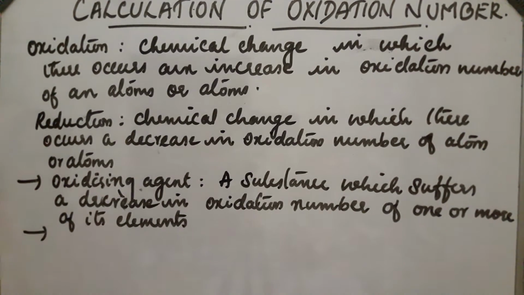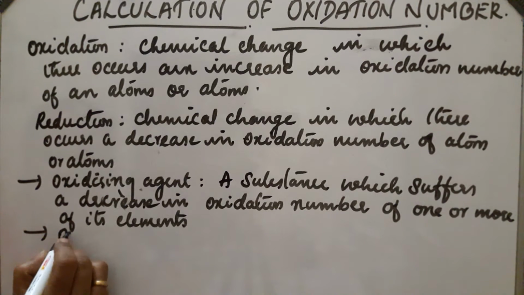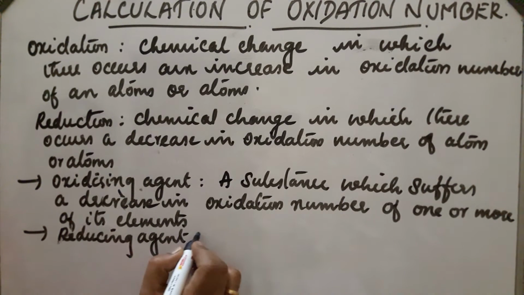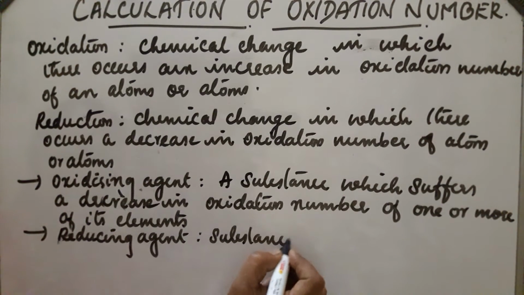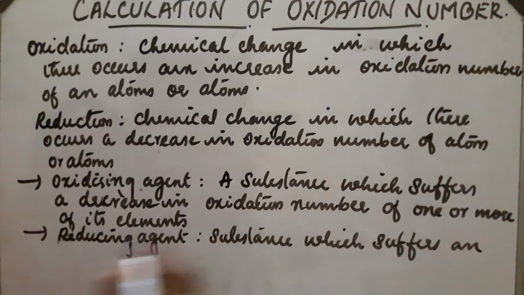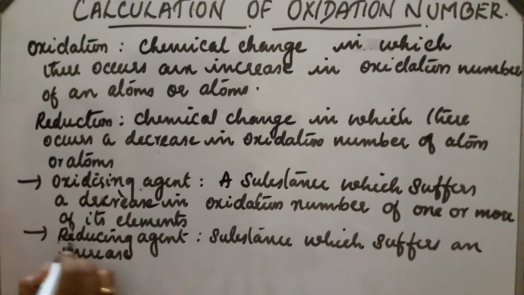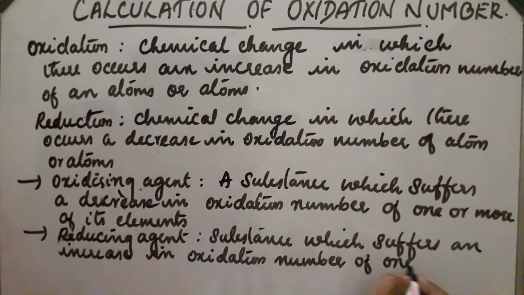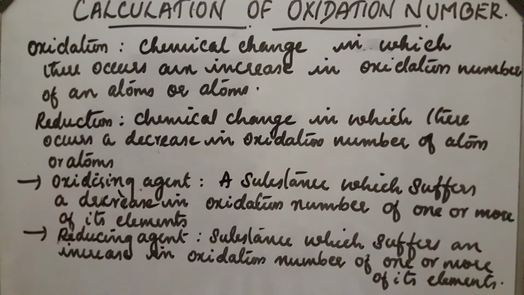Next, what is reducing agent? A reducing agent is a substance which suffers an increase in oxidation number of one or more of its elements, because a reducing agent is the donor of electrons. So there is an increase in the oxidation number.